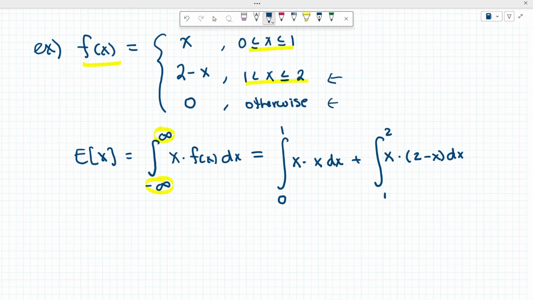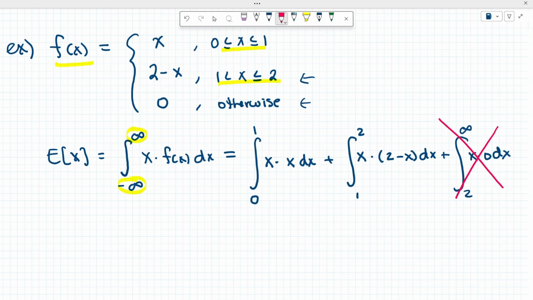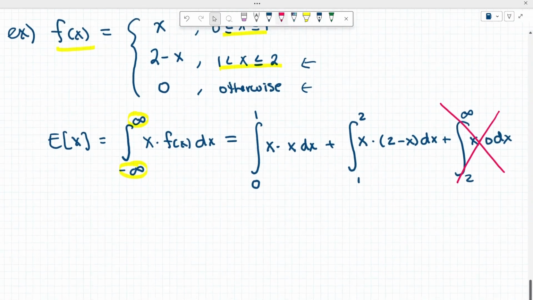Well, it's 0 otherwise. So that means we would just have some function where we take the integral and we have x times 0 dx from 2 to infinity, or from negative infinity all the way to 0. So we're just not even going to consider this because we know it's going to 0. So let's just focus on our two integrals over here. So let's take a look at that.